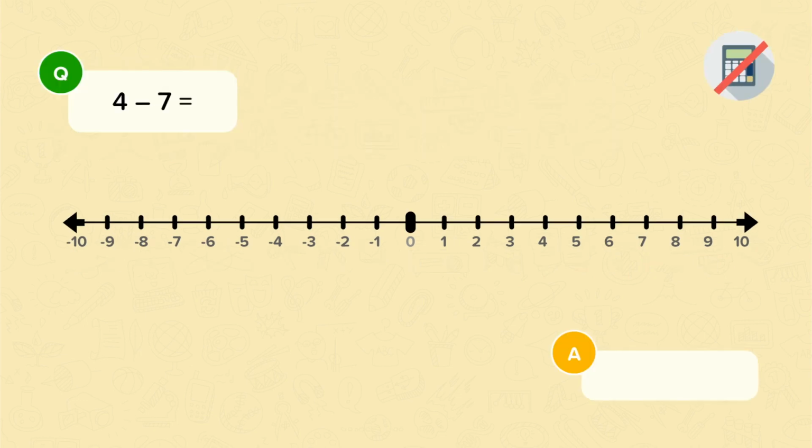Let's do a calculation. Question: 4 take away 7. So we're going to use our number line to help us. We want to start at 4, and we want to take away 7. When we're using our number line, it's important to know that taking away is always going to the left. Taking away is the same as saying subtracting. So we're going to start at 4, and we're going to go backwards 7.